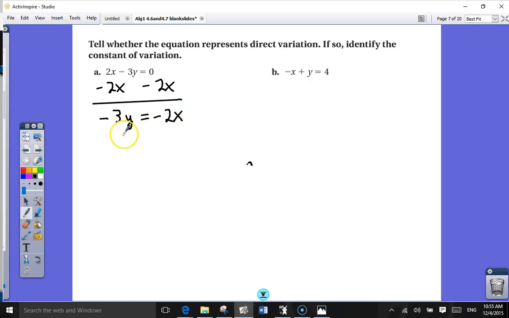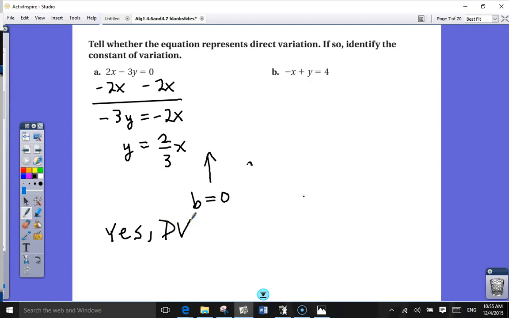And then I divide by negative 3, and I'm going to get y equals positive 2/3 x. Is it a direct variation? Yeah, look up there. B equals 0. So yes, this is a direct variation.